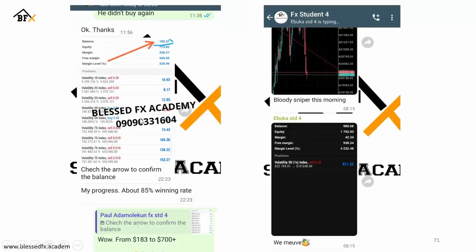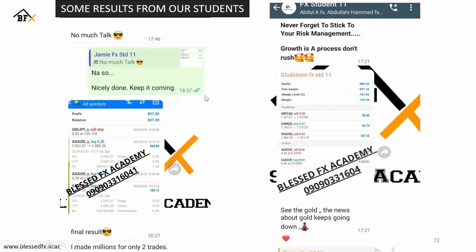You could see their result on synthetic indices. This is basically on synthetic indices from $183 to over $700, right? To over $700. Do you understand? So this is also on commodity. This is on gold, on commodities.